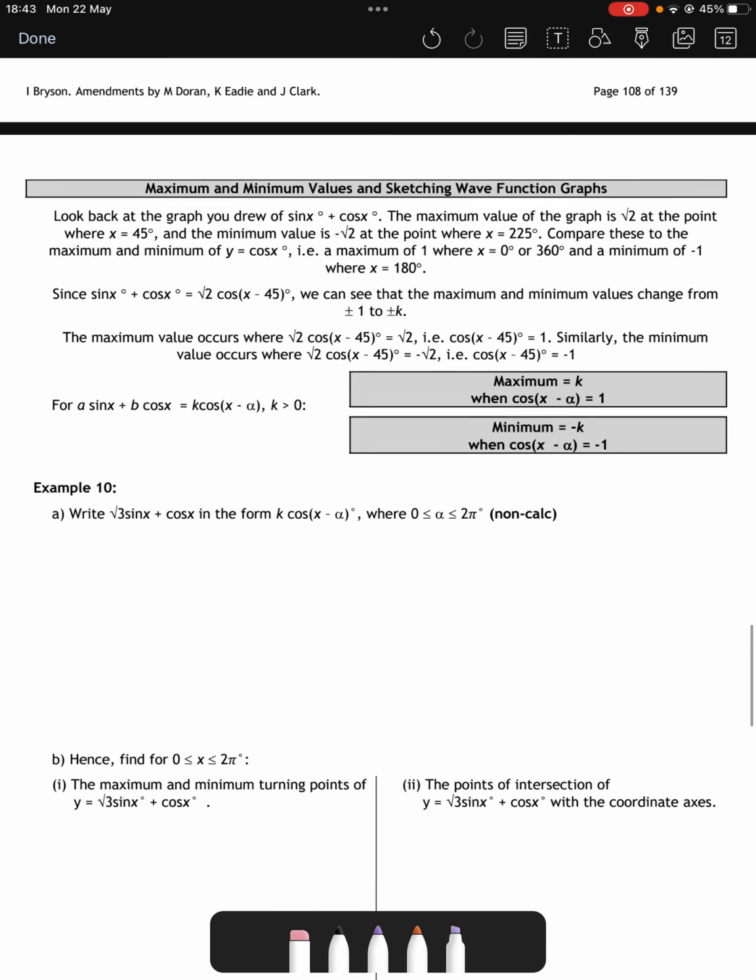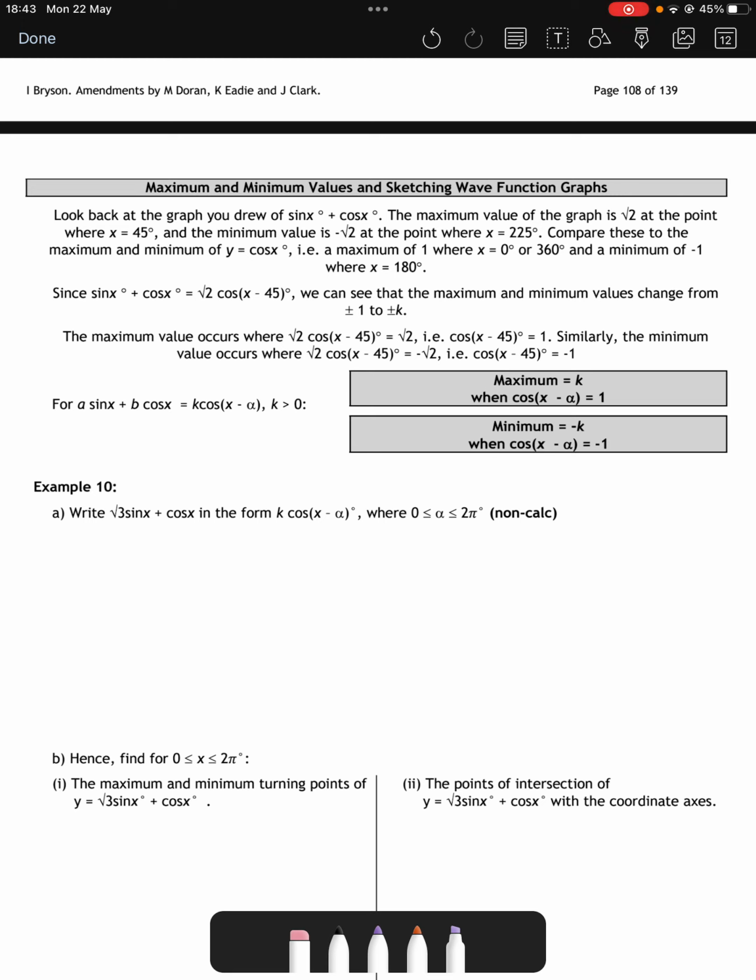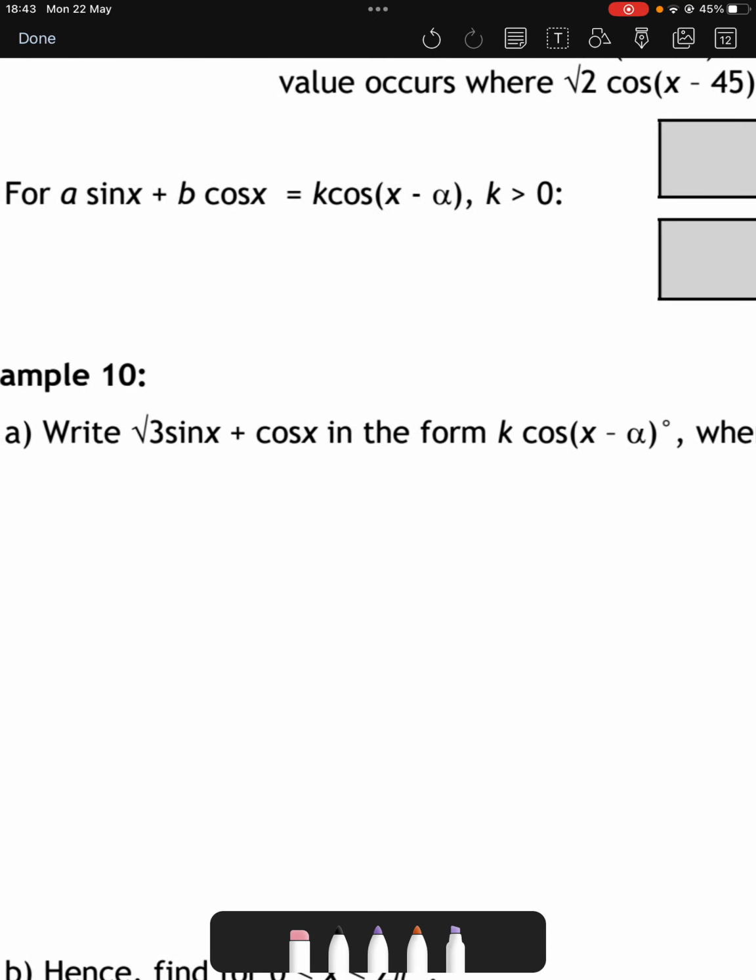What they can also ask you to do though is find the maximum and minimum values. Once we have it in our form using our wave function, then we can clearly state what the maximum value is and what the minimum value is, following what k is, and then we can figure out where that lies with respect to your x. So we're going to work our way through it.